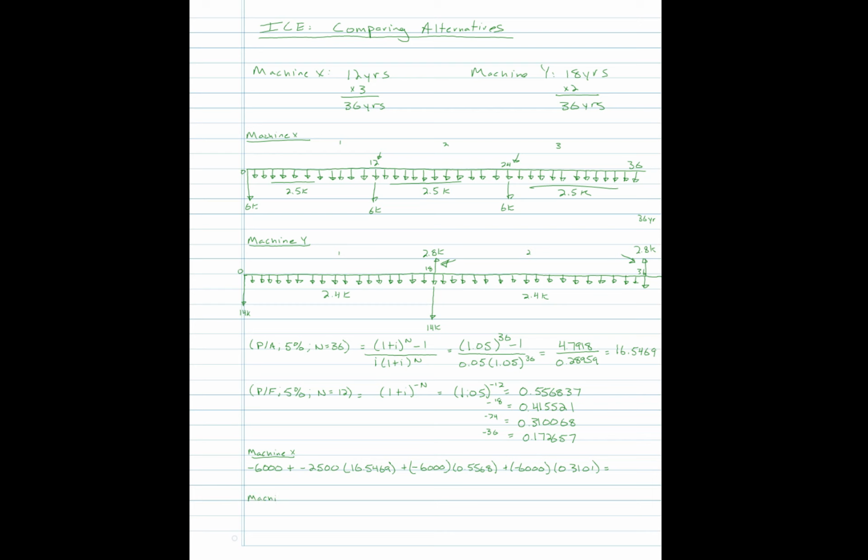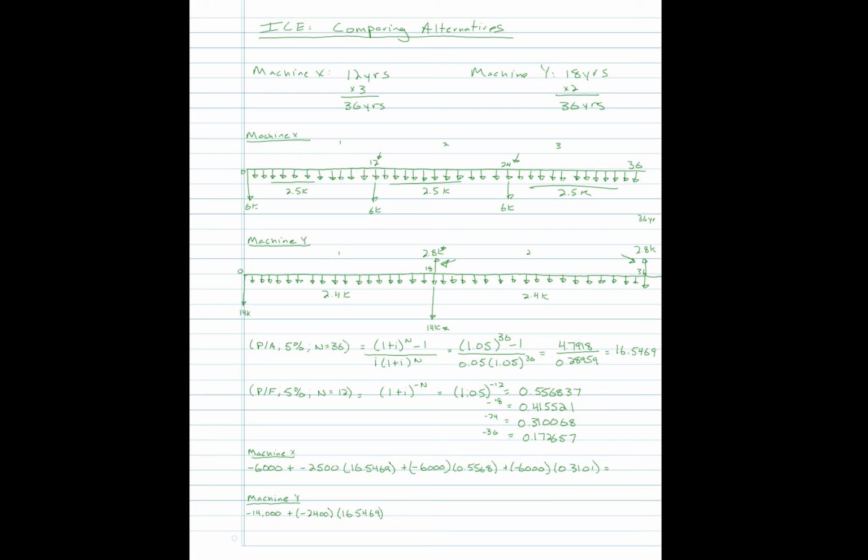Machine Y, just to set that up, and then we'll do the calculations for both of them. Machine Y has the negative 14,000 already at the present, and then we're going to want to take the 2,400, which is the operating costs, and there's 36 of those. We'll times it by the factor for the P/A. And we have to take, in year 18, the 2.8 thousand that is a salvage value, and the 14,000 cost of buying a new one. So I'll simply find the difference between those.